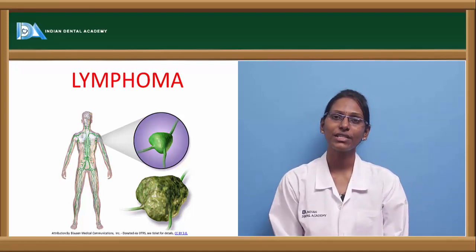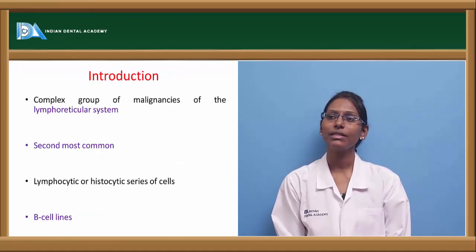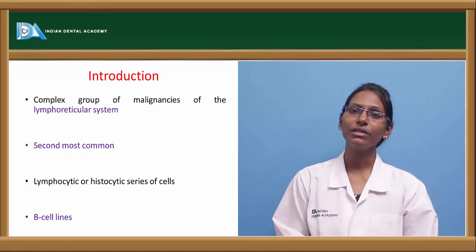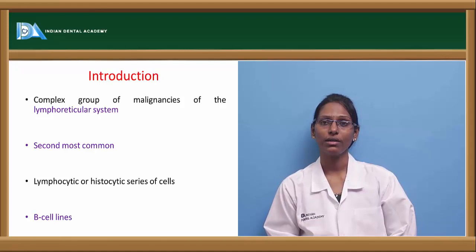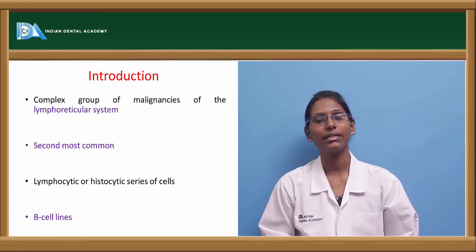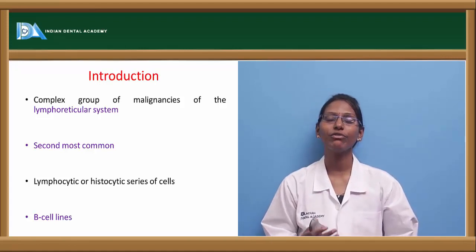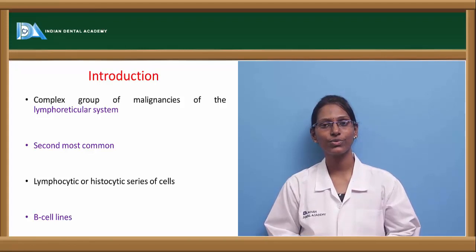The topic for discussion is lymphomas. Lymphomas are a complex group of malignancies of the lymphoreticular system. Usually these are the second most common malignancies that occur in the head and neck region. Usually they are of B cell lineage.